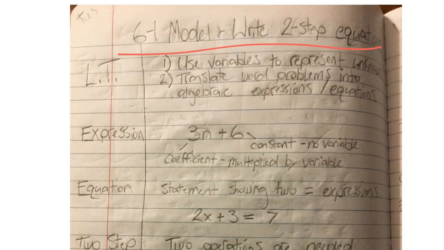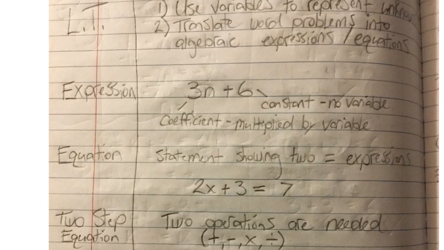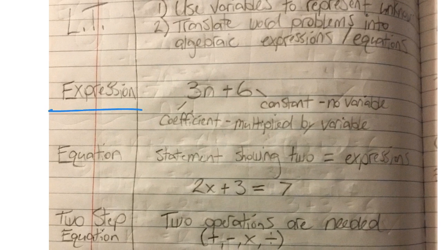A little refresher here, this should all be reviewed to you, expressions and equations. An expression would be like 3n plus 6. It does not have an equal sign. And then don't forget our vocabulary here. Our coefficient is that number that's attached to the letter or the variable. And then our constant is our number over by itself. Now these are important because today when we go to solve them in the next lesson, you have to know which is which. The constant is by itself, the coefficient is attached to the variable.